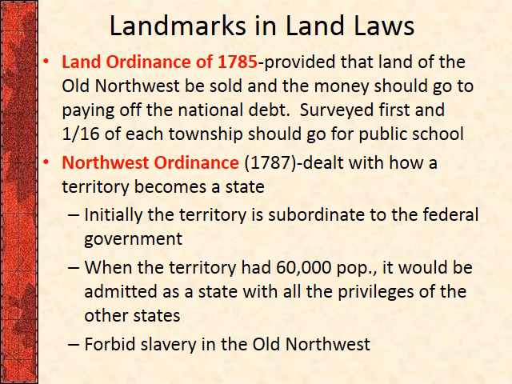After a territory within specific boundaries had 60,000 people living in it, then they would hold a convention, they would draft their own constitution, and if it contained all the stuff that was required by the federal government, then it would be admitted as a new state with all the privileges and all of the benefits of all the other states.